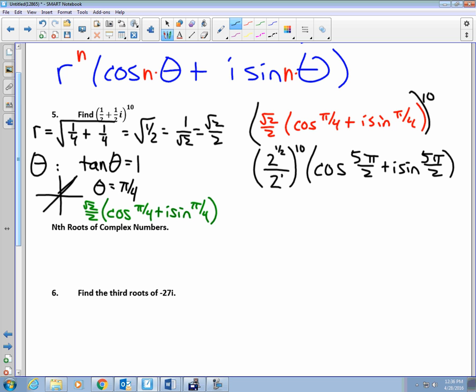Now, that gives you your answer. That gives you what (1/2 + 1/2 i)^10 is. But we do need to simplify it, okay? We do need to simplify it. Otherwise, we'll have no idea how to check answers in the back of the book or anything.